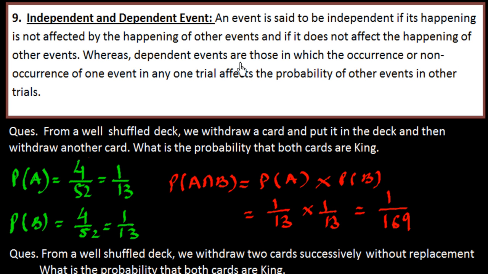Whereas dependent events are those in which the occurrence or non-occurrence of an event in any one trial affects the probability of other events in other trials. So let us see.